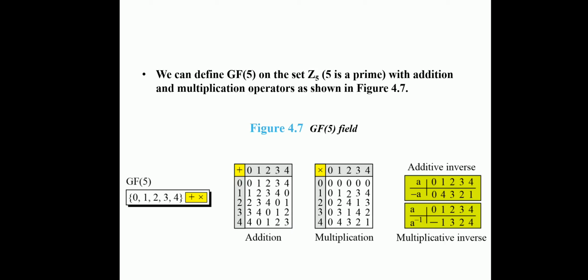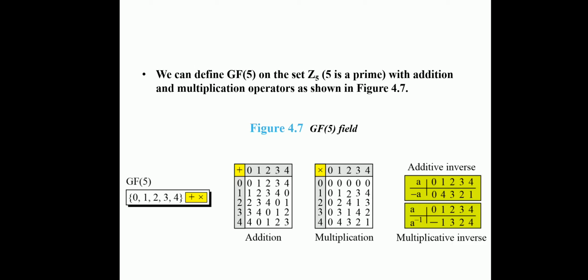Next we can see one more example, the Galois field of 5. The Galois field of 5 consists of 5 elements, that is 0 to 4. Here also we define the operations addition and multiplication. First we prepare the addition table. For that we write all the elements 0, 1, 2, 3, 4 column-wise and row-wise. Then we add the elements. First 0 and 0, then 0 and 1, then 0 and 2, then 0 and 3, then 0 and 4.